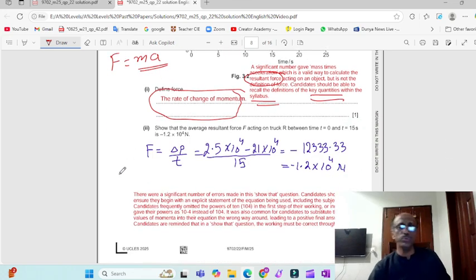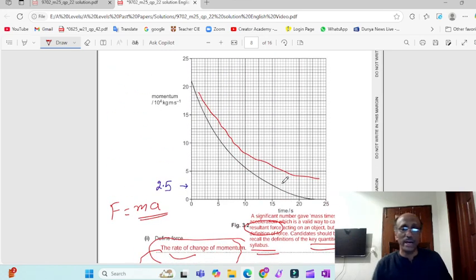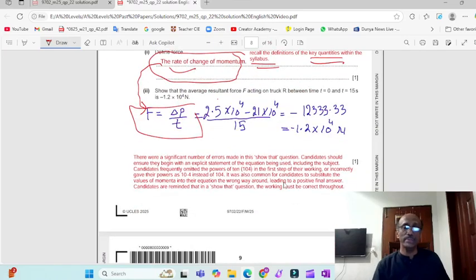So what is the average force? Now the force is required to be calculated. We have to show this. So the formula for the force is rate of change of momentum according to this definition. So the change in momentum: the final momentum at 15 seconds is 2.5, I have mentioned it here as well. So 2.5 was the final momentum and the initial momentum is 2.1 into 10 to the power 4.